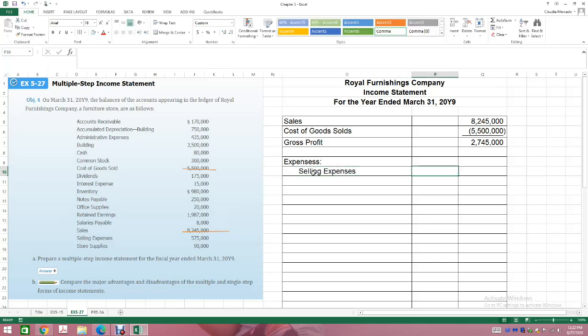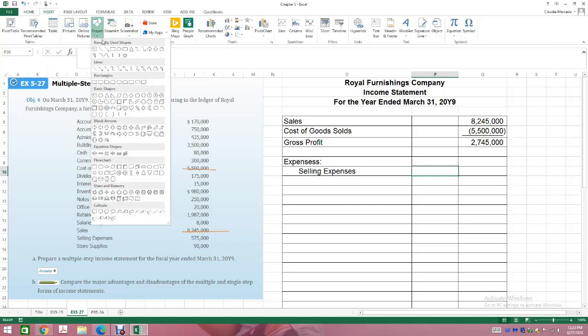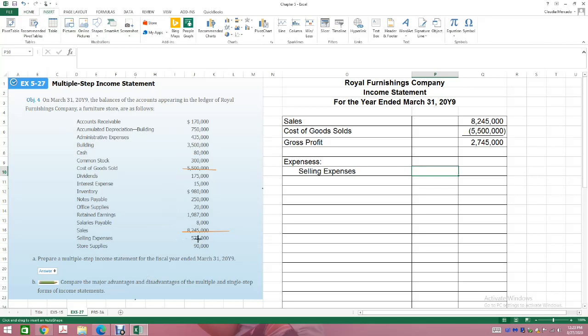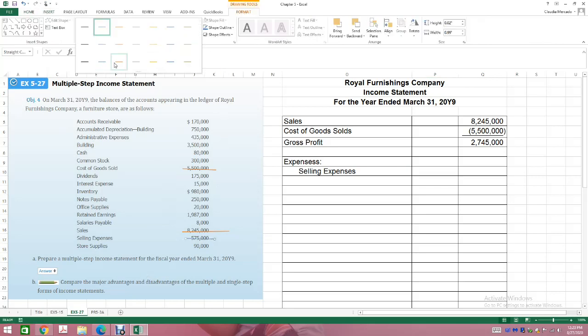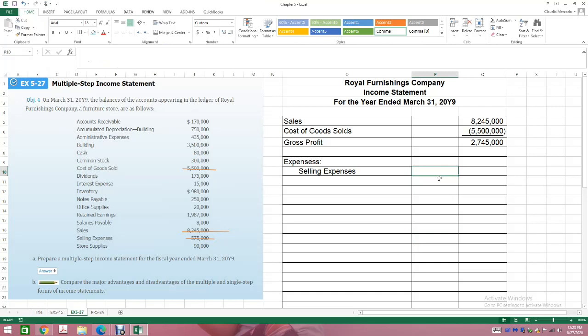And remember, on the income statement we have revenues and expenses. That's what the report displays. Okay, so we have selling expenses down here, $575,000. I'm going to put them in the first column because I'm going to add my selling and admin expenses together.